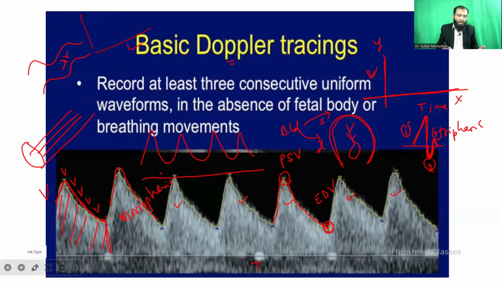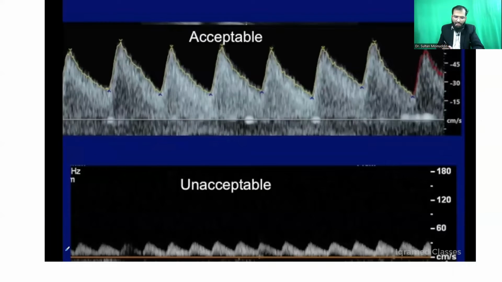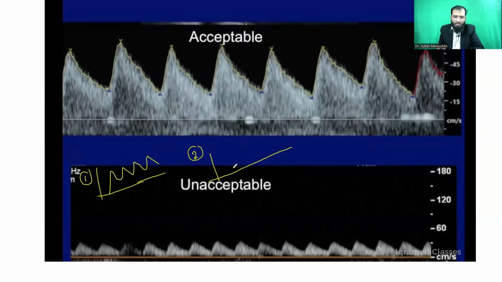So now I'll draw a few waveforms for you so that it becomes clear. So I'll use this to draw waveforms. So let's see, number one waveform. So number one, this is waveform type 1. Number 2 waveform. This is number 2. Number 3 waveform.